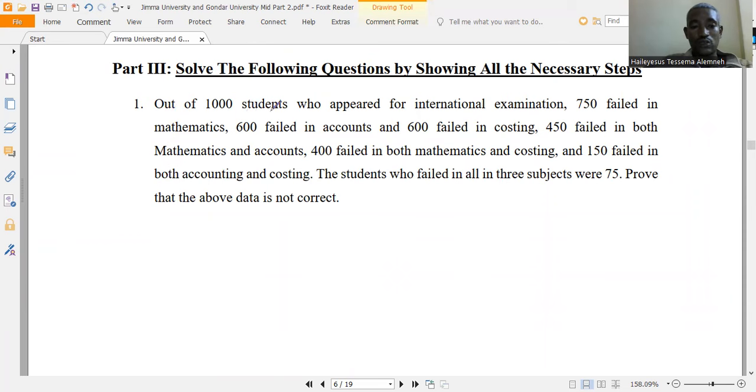ከዛ ፓርት 3 ላይ work out ነው። so የመጀመሪያው ጥያቄ የሚለው: out of 1000 students who appeared in for international examination, 750 failed in mathematics. 750ዎቹ በማቴማቲክስ ፌል አደረጉ፣ 600ዎቹ ደግሞ በአካውንትስ ፌል አደረጉ፣ ሌላ 600ዎቹ ደግሞ ኮስቲንግ ፌል አደረጉ ማለት ነው። ከዛ 450ዎቹ ፌልድ ኢን ቦዝ ማቴማቲክስ ኤንድ አካውንቲንግ and 400ዎቹ failed in both mathematics and costing and 150 failed in both accounting and costing. The students who failed in all three subjects in 75 proves that the above data is not correct.